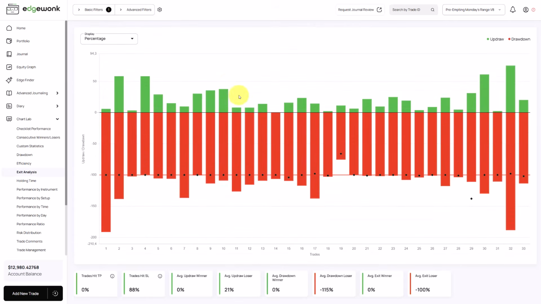And this is super interesting, because what we see here is that he is closing pretty much all of his trades at the stop, right? 88% of his losses are closed at a stop loss. At the same time, the green bars are really, really small. And this means that his losses fail right from the beginning.